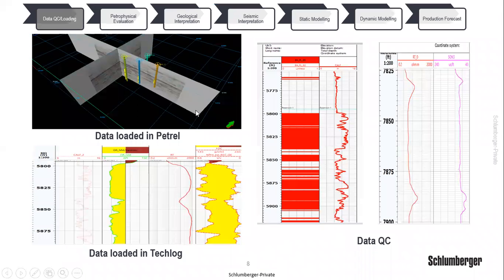So trying to kickstart what we are doing, what you see in the dark image is your seismic inline and crossline, and then the four wells already drilled, as loaded in Petrel. Below it you find the well log data as loaded in TechLog, and by the right you have the QC, quality checking the data to know what is what.